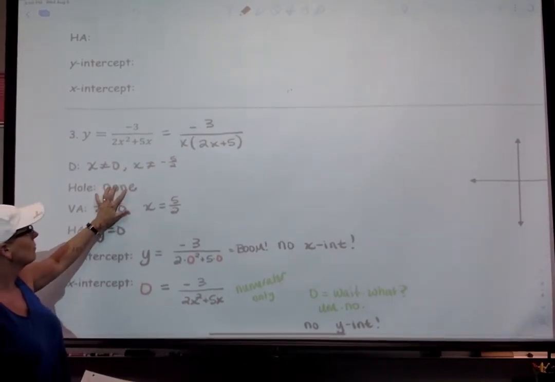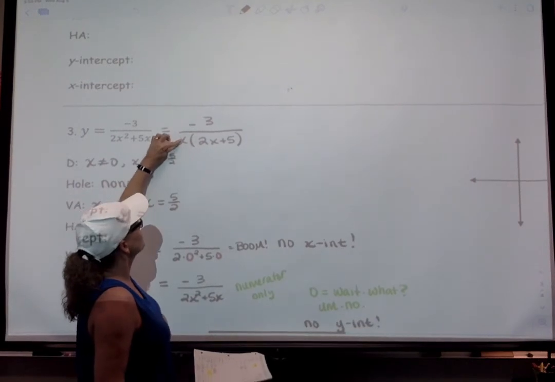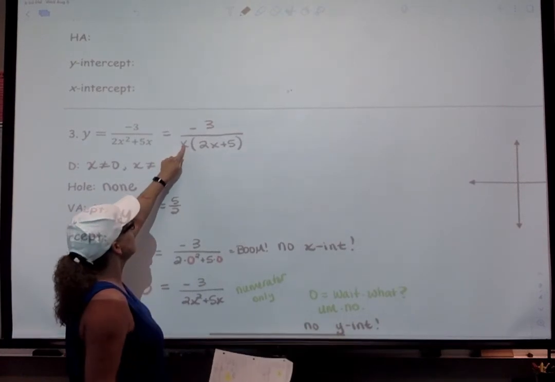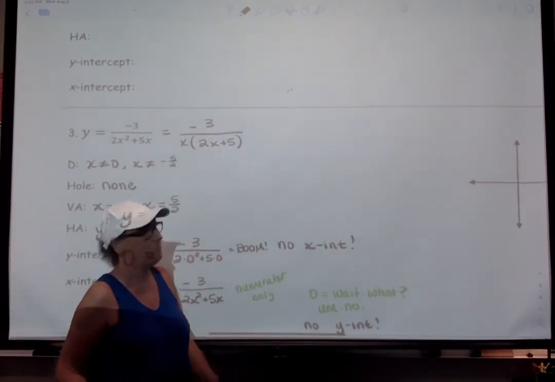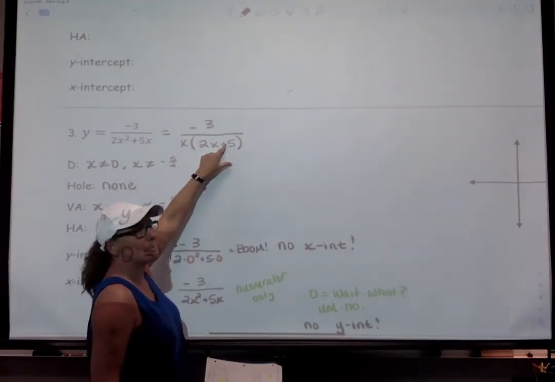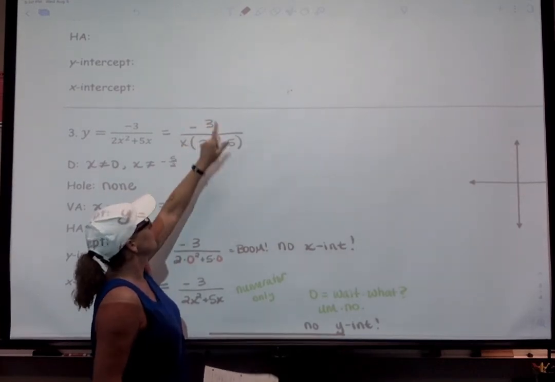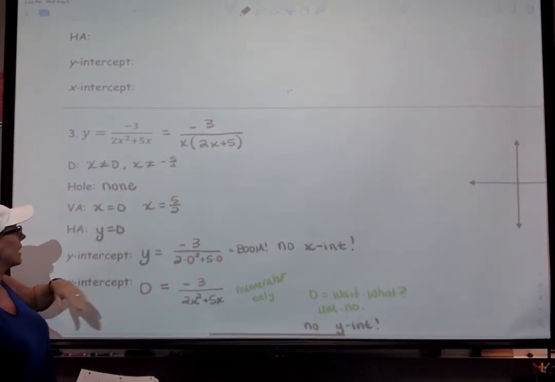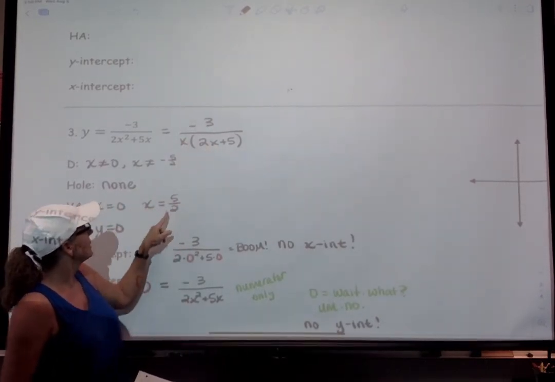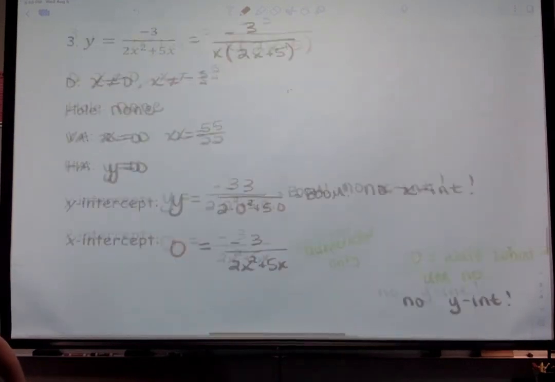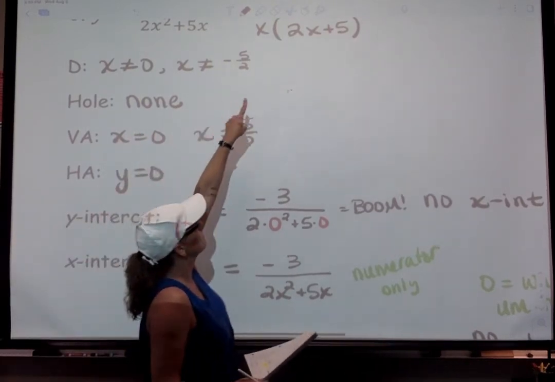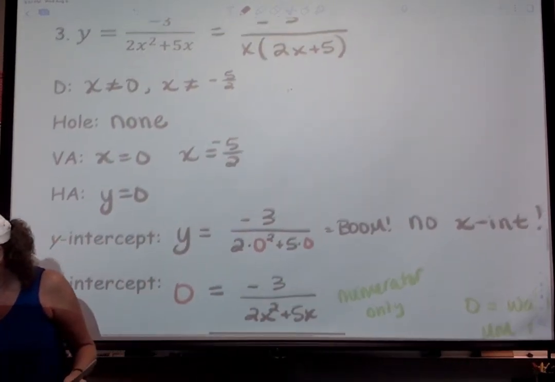Is there a hole? No, because I don't see this factor up there, and I don't see this factor up there. 0 would make my denominator 0. Nothing's going to turn that number into a 0. Negative 5 halves makes my denominator 0. Nothing's going to turn that number into a 0. So there are no holes in the graph. There are vertical asymptotes at 0 and negative 5 halves, because those two numbers would make the denominator 0, but not the numerator.